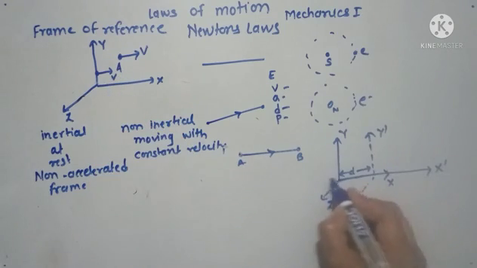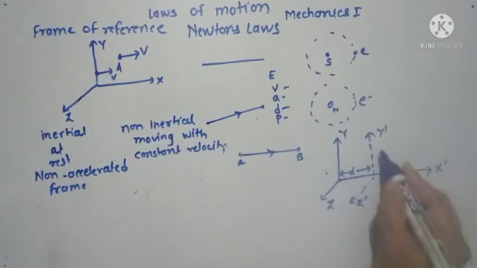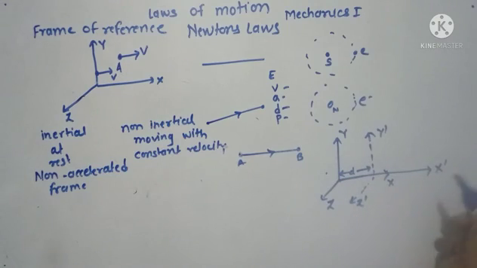So this frame of reference is fixed and this frame of reference is moving with some constant velocity. Consider that x, y and z is fixed, so we can call it an inertial frame of reference, and this x dash, y dash and z dash, if it is moving with some constant velocity, let me call it a non-inertial frame of reference.